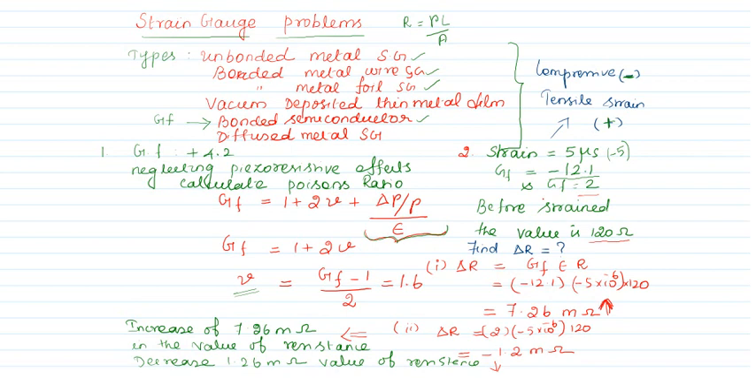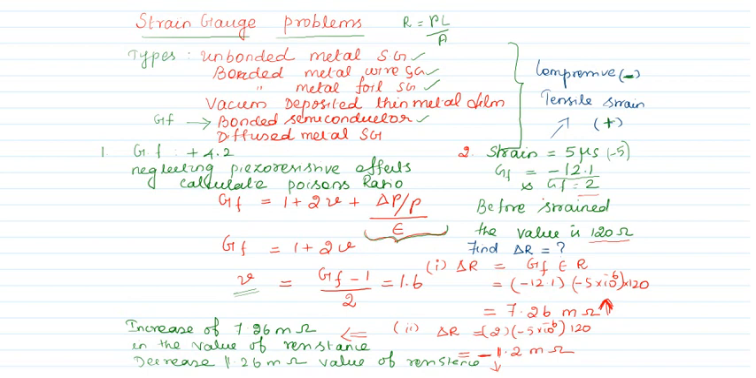For the second one, the gauge factor is 2. When you substitute, you will have the value minus 1.2 milliohm. Since it is minus, it is decreasing in nature. So the resistance increases by 7.26 milliohm for the first, and decreases by 1.2 milliohm for the second. In this question there are two complications.